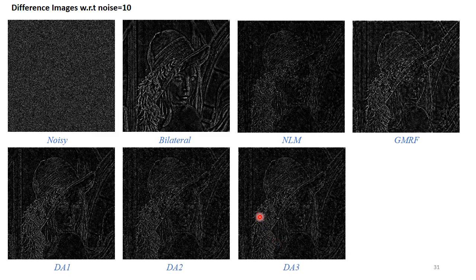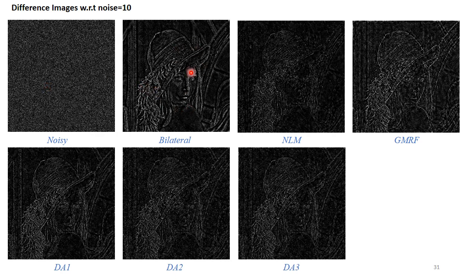Okay, so in order to identify to what extent we have got the results, a difference image with that of the original image has been taken. That means the result we obtained and the original image, we have taken a difference, and that difference has been plotted over here.